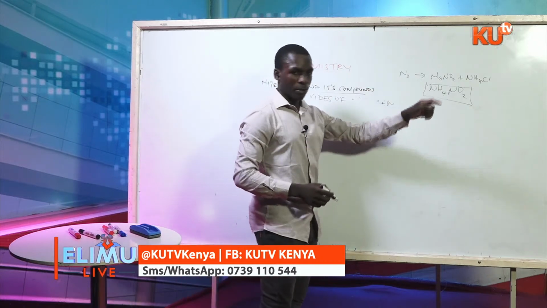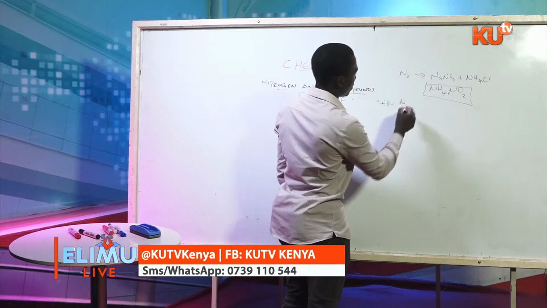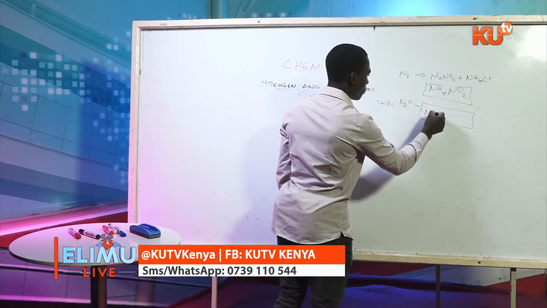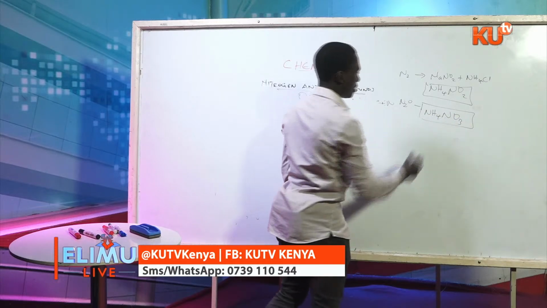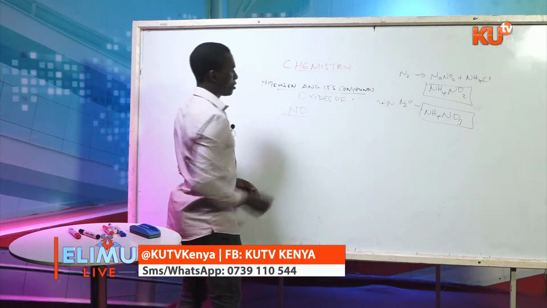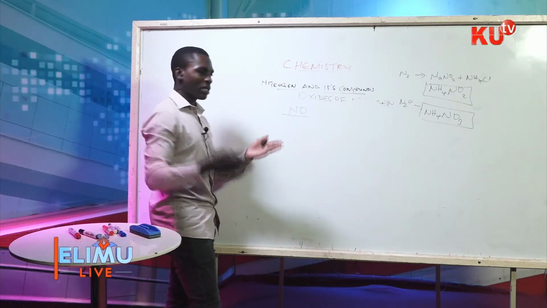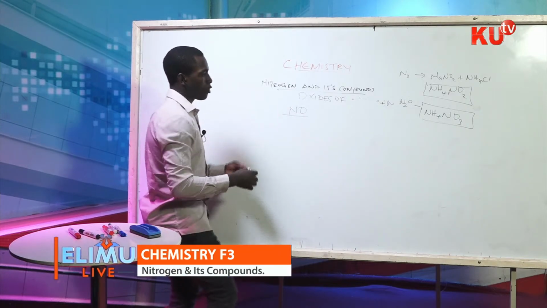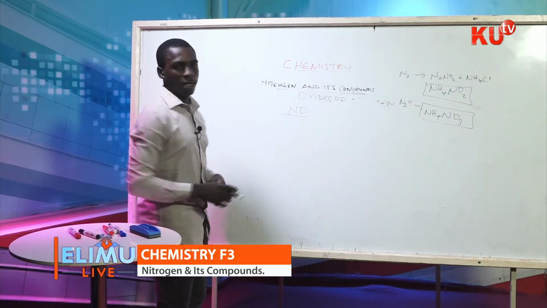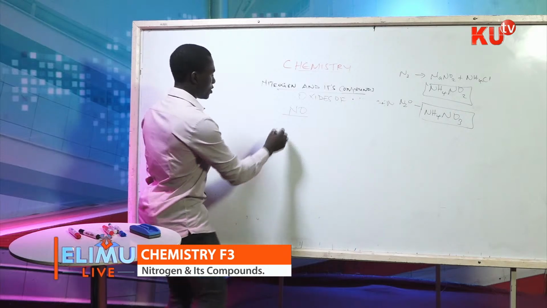Now, for nitrogen gas, we said we heat ammonium nitrite. And for nitrogen(I) oxide, we said we heat ammonium nitrate. That's just the similarity that I was talking about. So let's talk about nitrogen(II) oxide. We say that it is nitrogen(II) because the oxidation number of nitrogen in this compound is +2. Now, to prepare nitrogen(II) oxide, unlike nitrogen and nitrogen(I) oxide, here we react copper with dilute nitric acid.